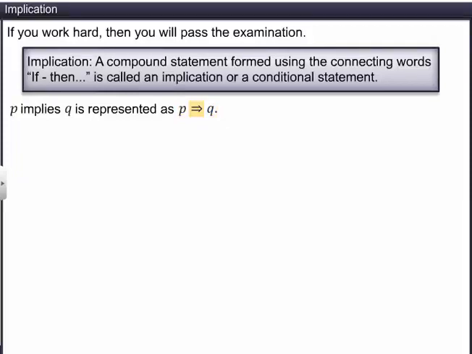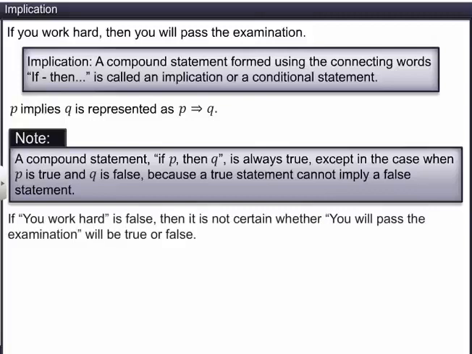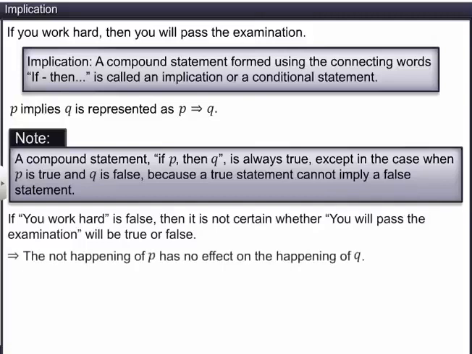Note that a compound statement, if P then Q, is always true, except in the case when P is true and Q is false, because a true statement cannot imply a false statement. That means, if you do not work hard, then you cannot say whether you will fail or pass the examination. In other words, P not happening has no effect on whether Q happens or not.